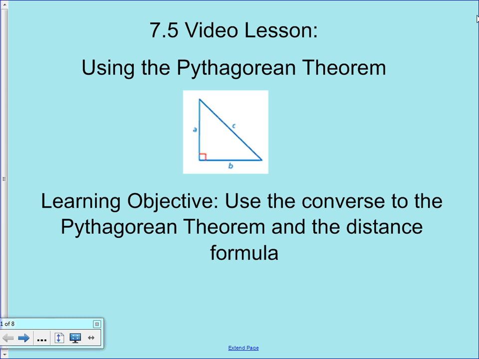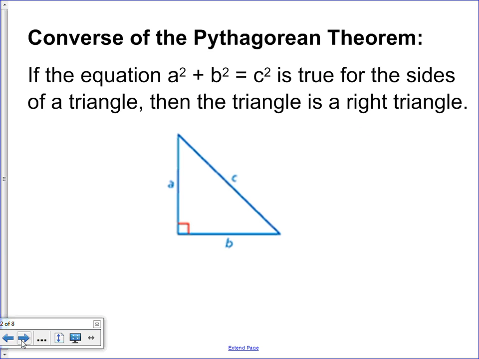Our learning objective today is to use the converse to the Pythagorean theorem and the distance formula. The converse of the Pythagorean theorem: if the equation a squared plus b squared equals c squared is true for the sides of a triangle, then the triangle is indeed a right triangle.